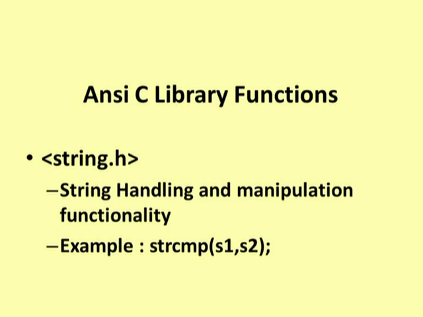But here the case is not checked. Meaning if ABC in capitals is available in s1 and small abc is available in s2, it also returns 0, meaning both the strings are equal. Here the case is not checked. To check the case with the same value, the strcmpi function is available in the same header file. Okay, so this is the utility of string.h.